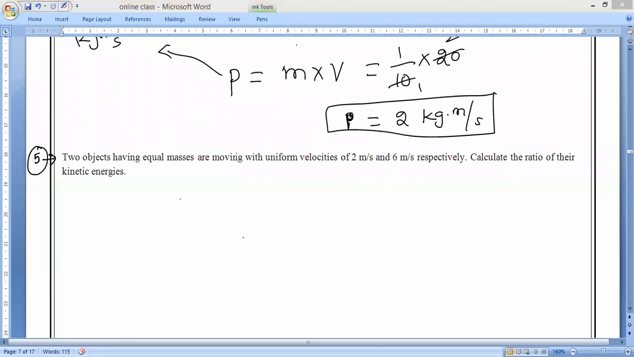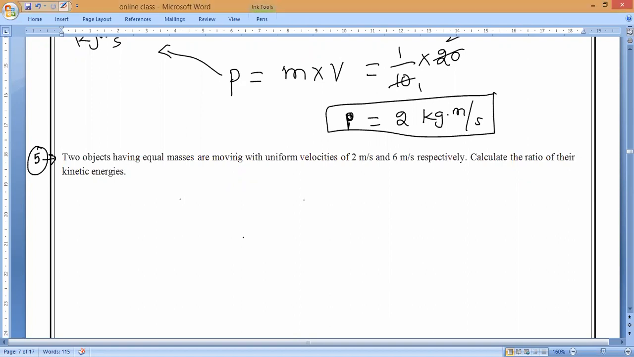Are they asking for the ratio? They are not asking for the change in kinetic energy; they are asking for the ratio. So, ratio means you people know how to do it. Yes or no? Yes, guys. I already taught you the example sum also.